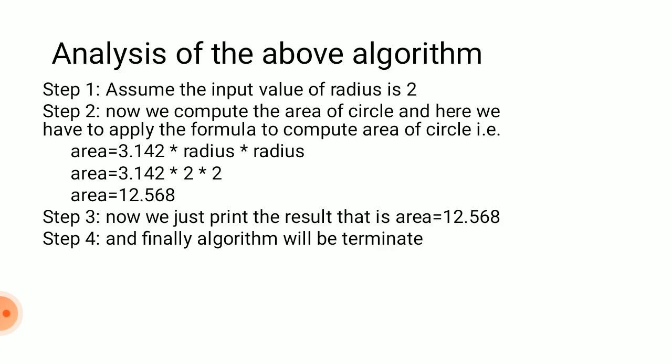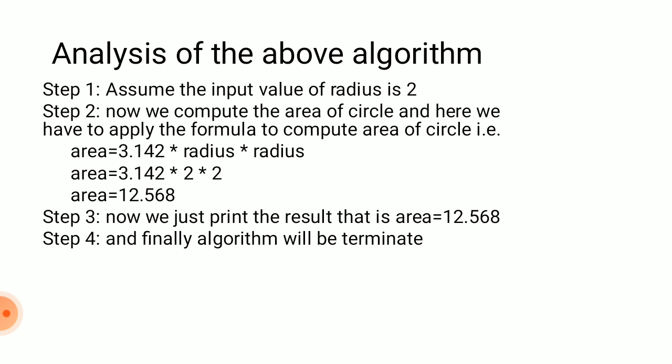Now we will see the analysis of this algorithm. We assume the input value of radius is 2. You can take any value and assign it to radius. Here I have taken the radius value as 2. In step 2, to compute the area of the circle, we apply the formula: area is equal to 3.142 into radius into radius, that is 3.142 into 2 into 2. Whatever result you get is assigned to area.